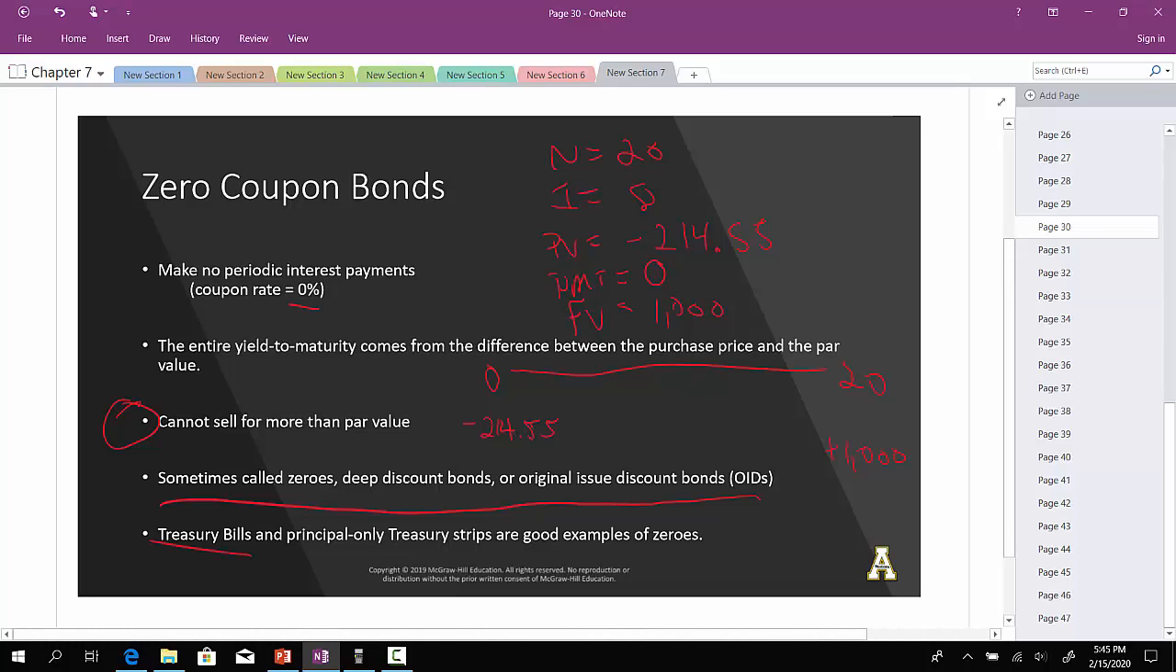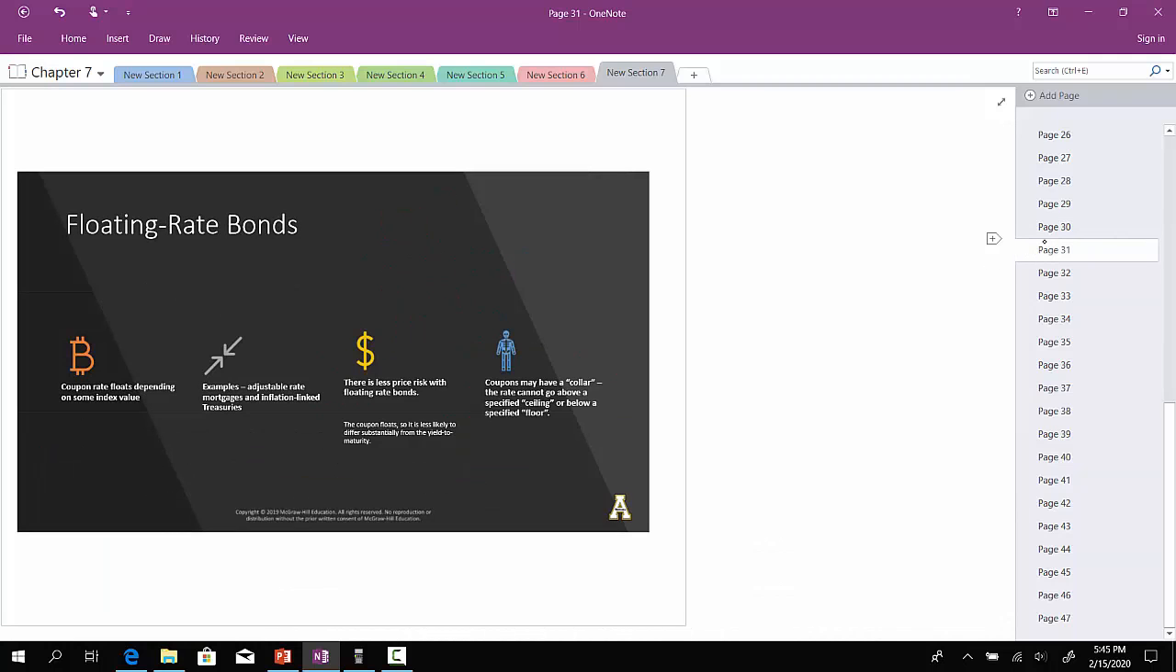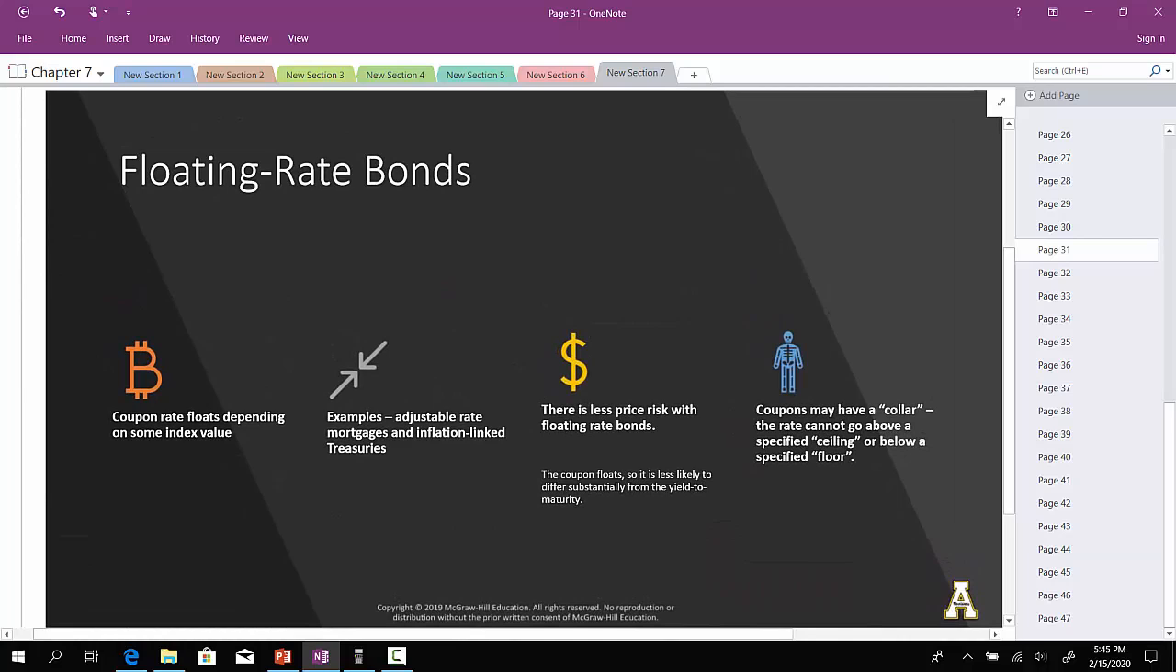Most treasury bills and most principal-only treasuries are a good example of zero coupon bonds. In addition to that, you have what's called a floating rate bond. The coupon is not fixed in this case. It depends on some type of index value. We have inflation-linked treasuries, where changes in inflation might impact the coupon rate. An adjustable rate mortgage is an example of adjusting the interest rate based on changes in the market interest rate. These are not very common, but they do exist.